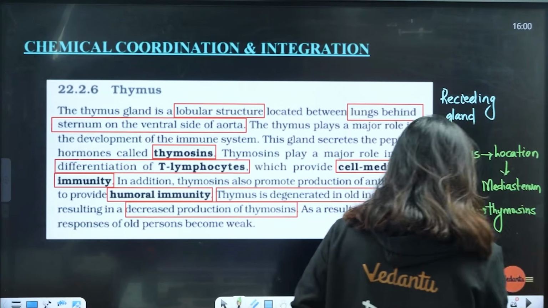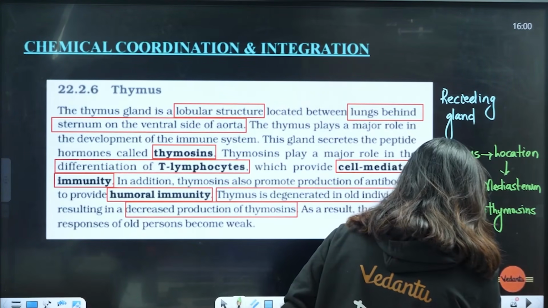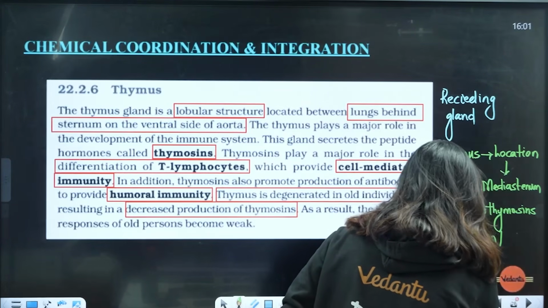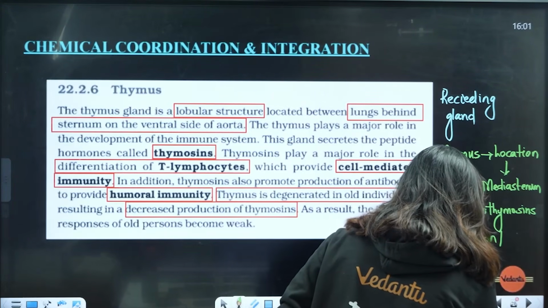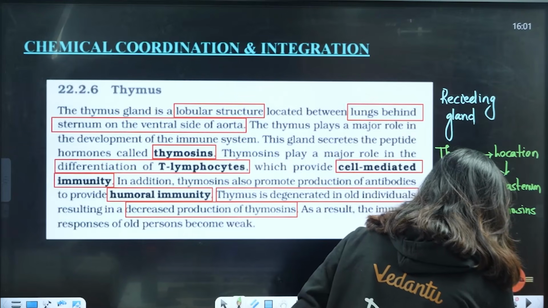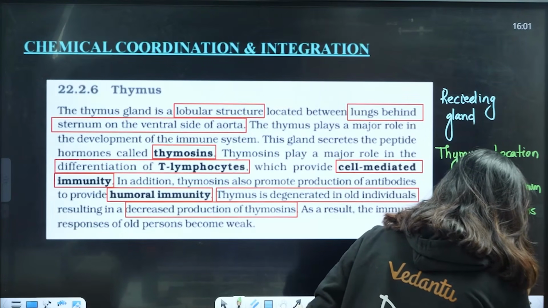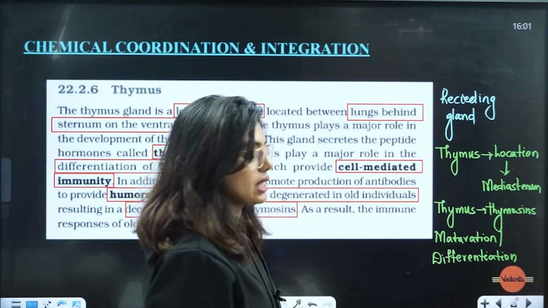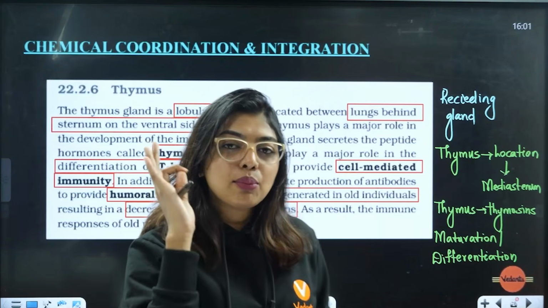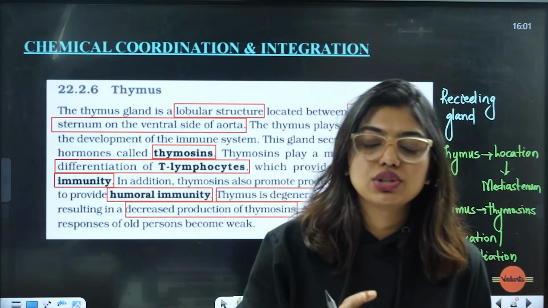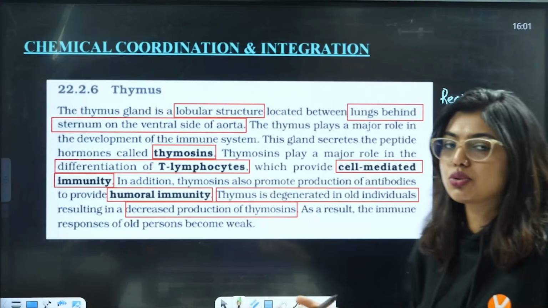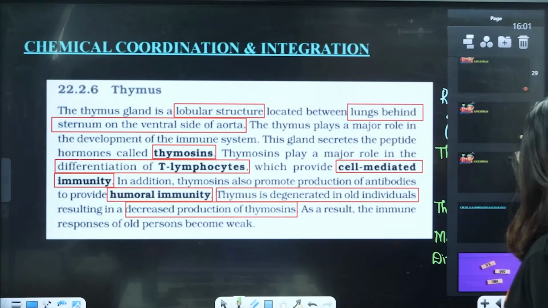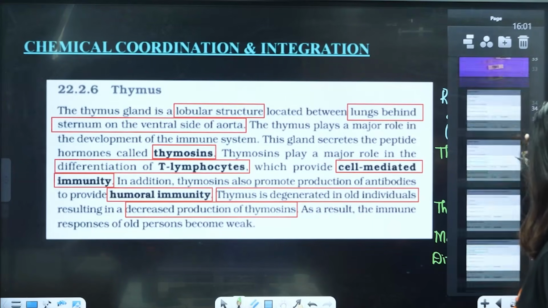It will also help in maturation and differentiation of the lymphocytes. B lymphocytes and T lymphocytes, both are going to help your immune system. Again, in human health and diseases, you will study that topic. Clear?